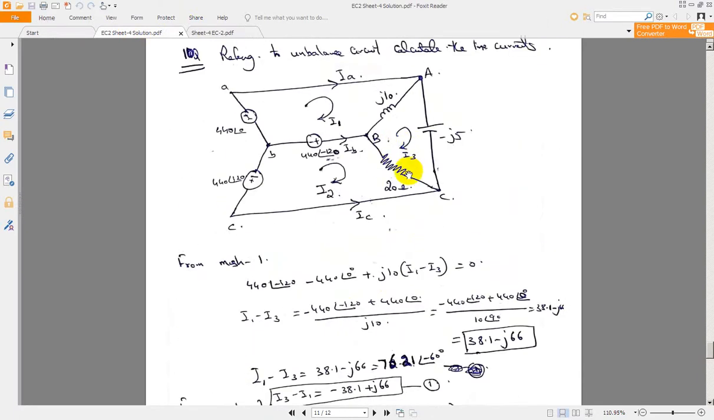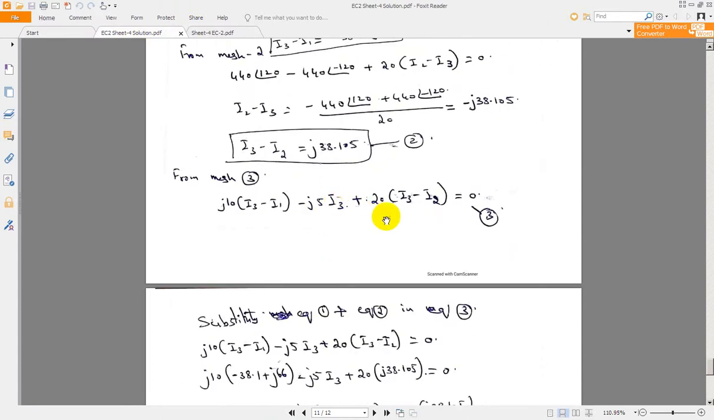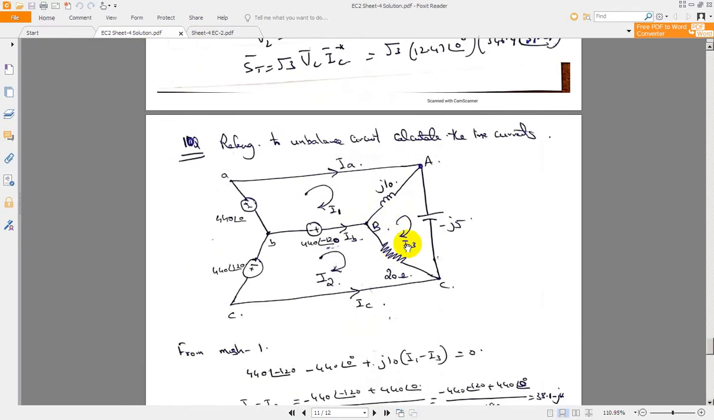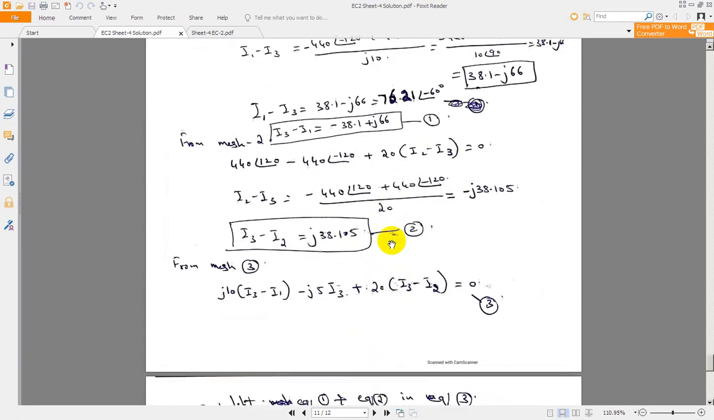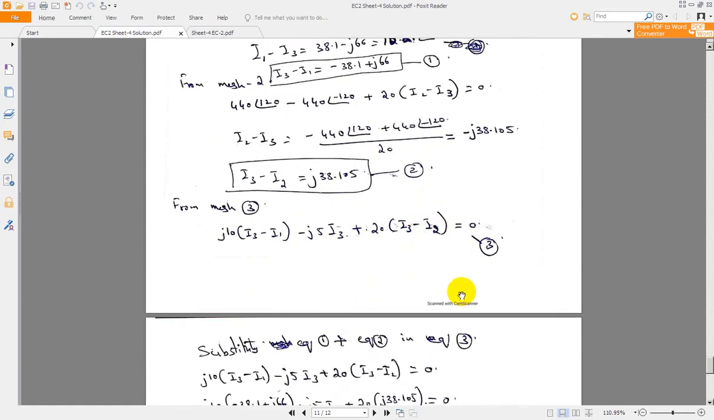The voltage across this 5 ohms will be minus j5 I3, and the voltage across this will be I3 minus I2 into 20. The algebraic sum of the voltages in the closed mesh should be equal to 0, hence we have placed it at 0.